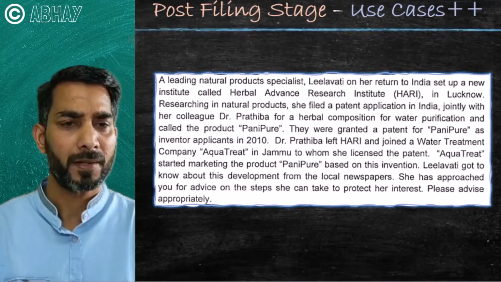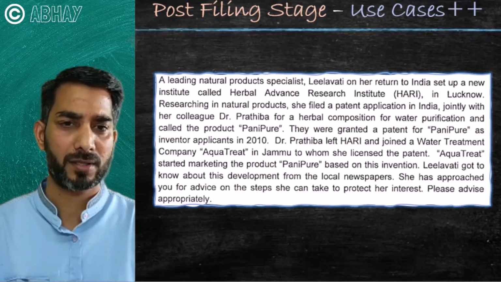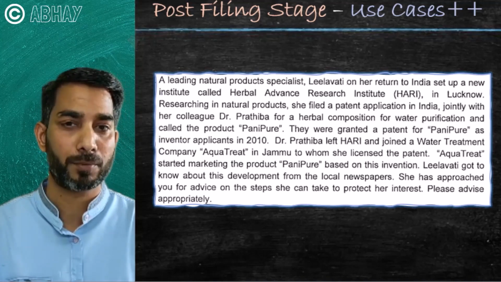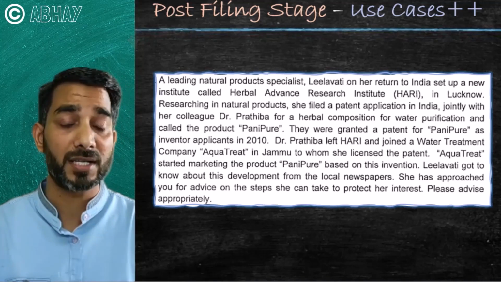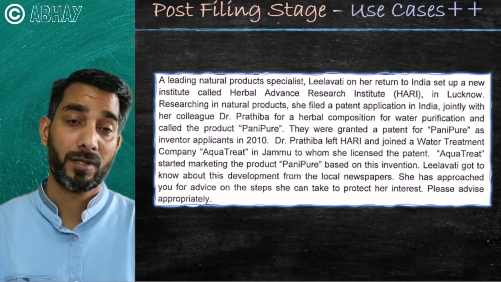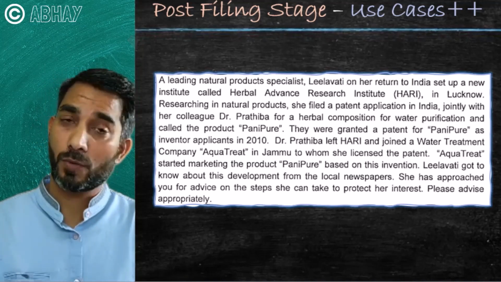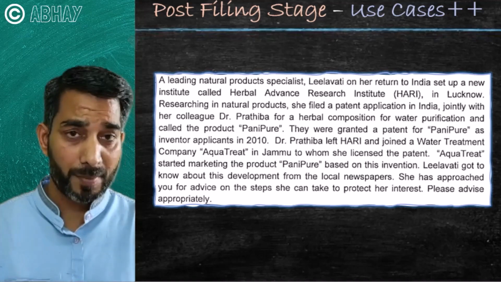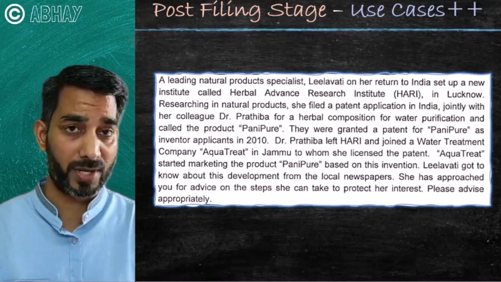Okay. AquaTreat started marketing the product. Leelavati got to know about this development from the local newspaper. She has approached you for advice on steps she can take to protect her interest. Long story short, what is the objective? There were two inventors. They were the applicants of the patent and the patent was granted in their names, right?